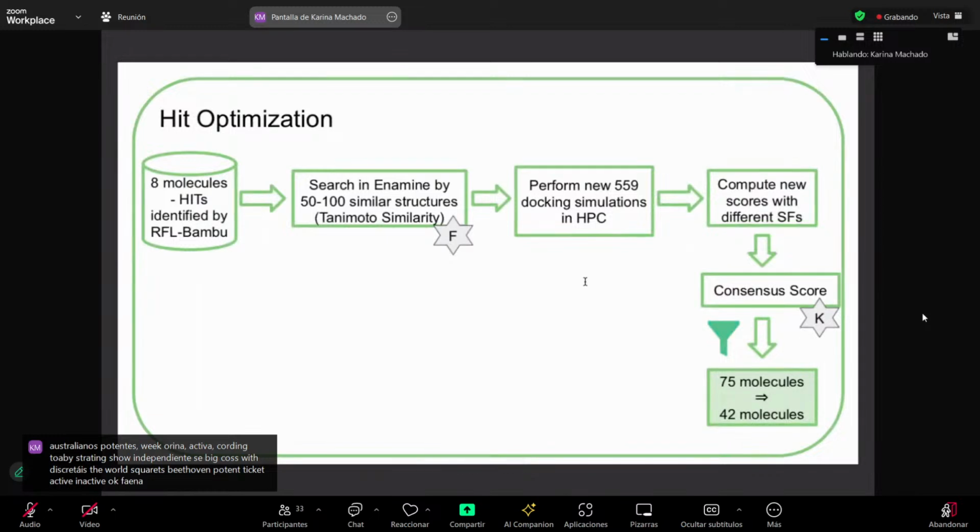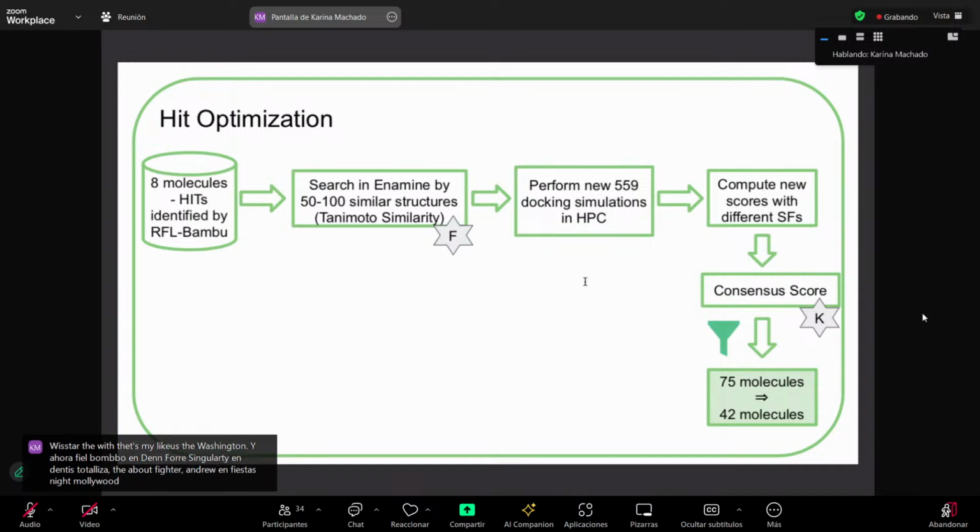Finally, in the last step of hit optimization, we started with the 8 molecules that were hit results according to our strategy, RFL Bamboo. And then for each of these structures, we came back to Enamine and selected from 50 to 100 similar structures using the Tanimoto similarity. And then this totalized about 559 molecules. And then we performed docking simulations.